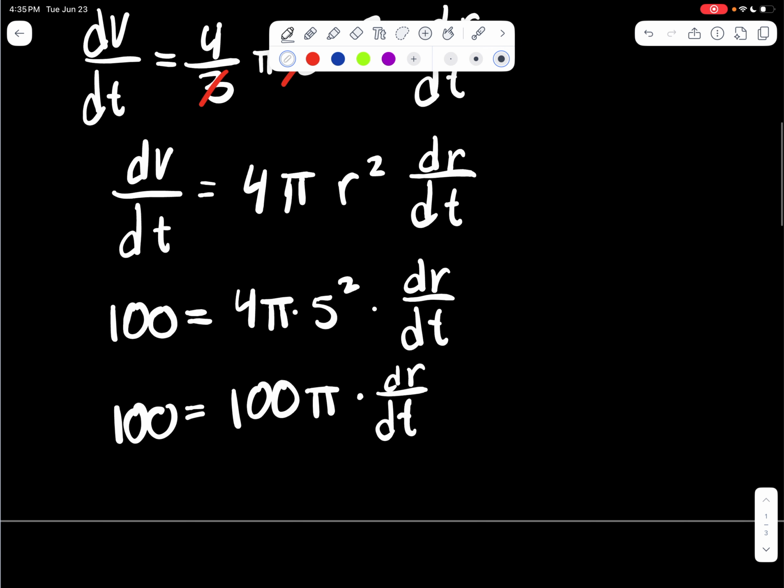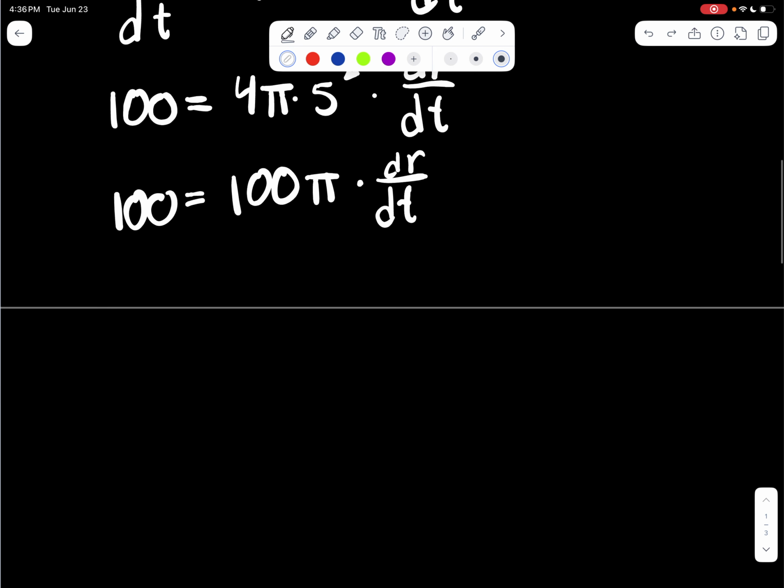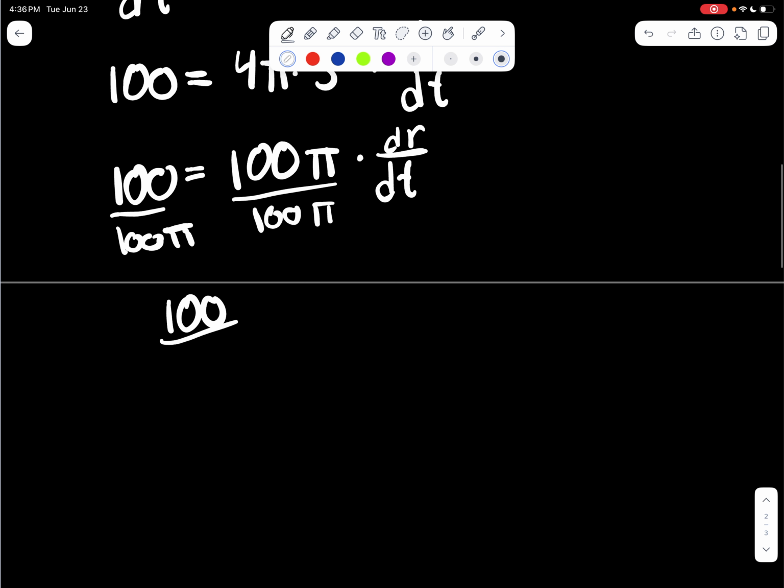Now, yes, you can multiply 100 by pi, and that would be about 314 and so on. Anyways, now we'll bring our 100 pi and divide both sides by it. So this divided by 100 pi, this divided by 100 pi, to isolate dr by dt. And this is why we keep our pi as a variable, because it would be so unorganized if we did not.